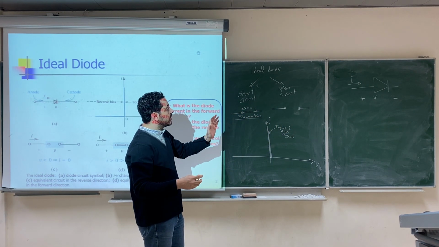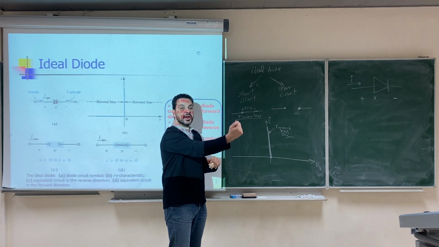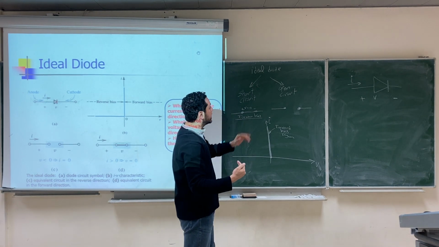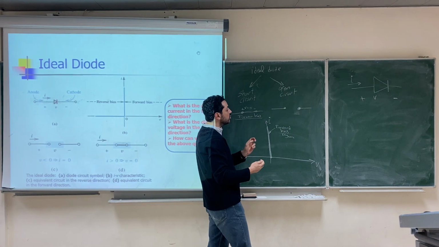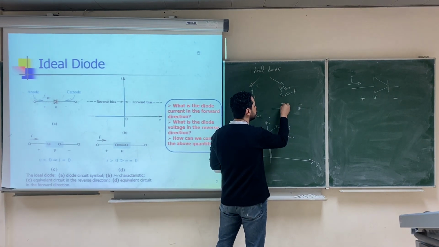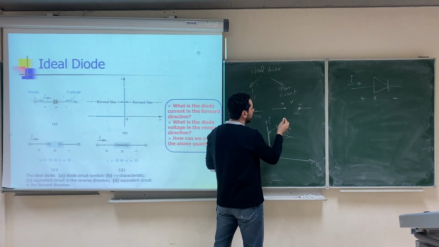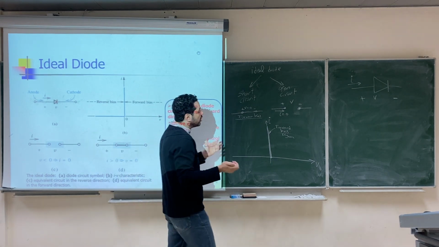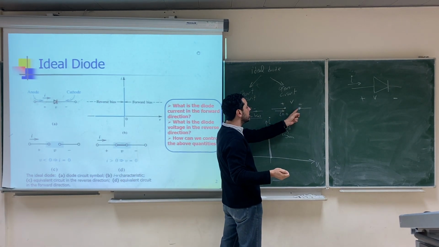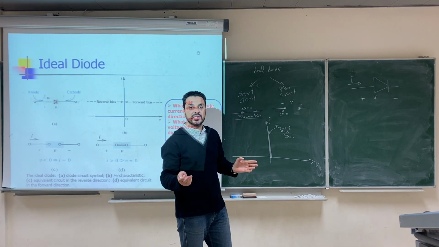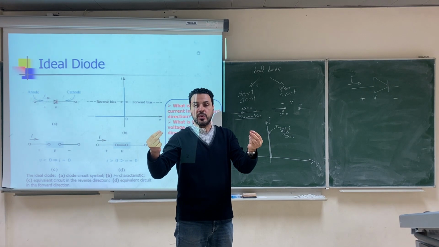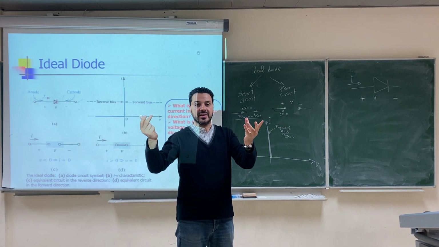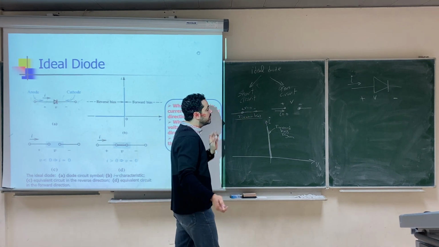Okay? On the other hand, if you try to push the current in the opposite direction, the diode works as an open circuit. Which means what? Which means that the current will be 0, right? Open circuit means that the current is 0. And open circuit means that there will be a voltage between the two terminals of the diode. We don't know what is the value of this voltage. It can be anything. Under open circuit condition, the voltage can be anything. But for sure, the current will be 0.